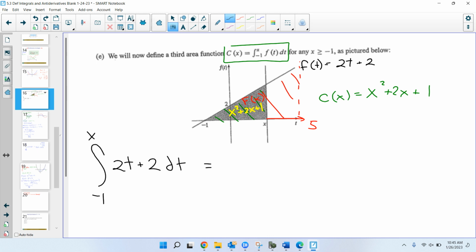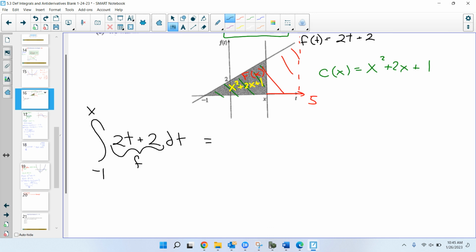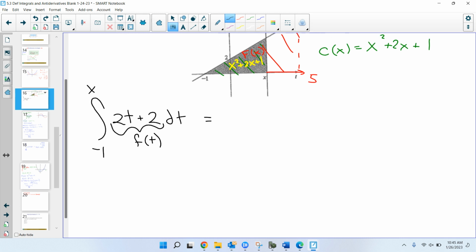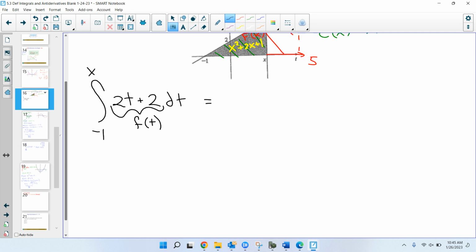Step 1, what do we need to do? If that's little f of t, I'm going to use antiderivatives to solve this now. I'm not using geometry. Okay? We're actually going to use an antiderivative. What's my first step? Antiderivative, right? Which is called capital F of t. I'm going to do capital F of x minus capital F of -1. Everybody with me?